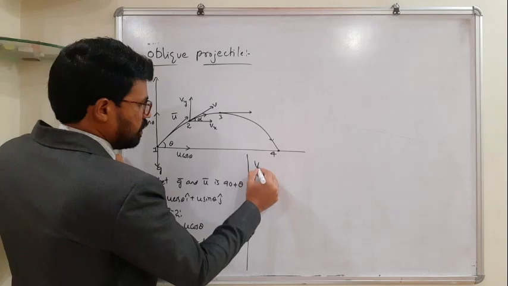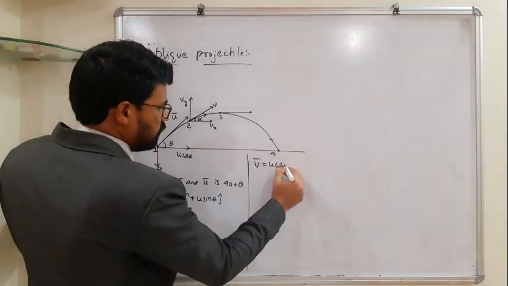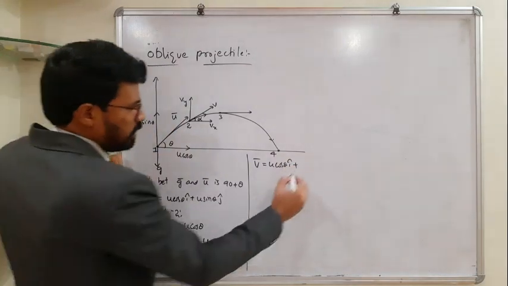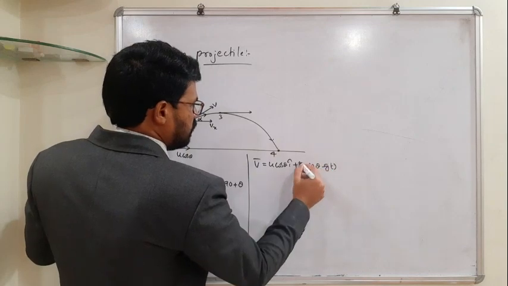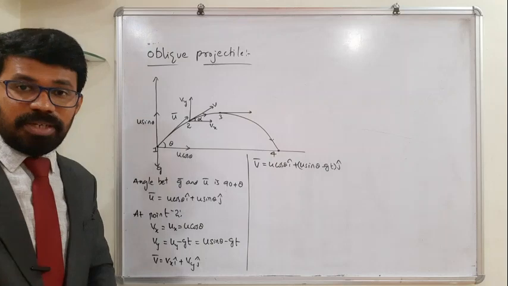Further, this can be written as V bar is equal to Vx, which is u cos theta, u cos theta i cap, plus Vy, which is u sin theta minus gt, into j cap. So that's how v bar can be written after a time t.